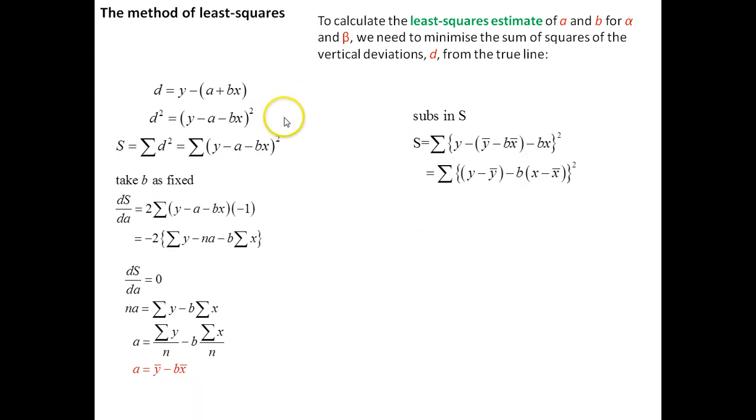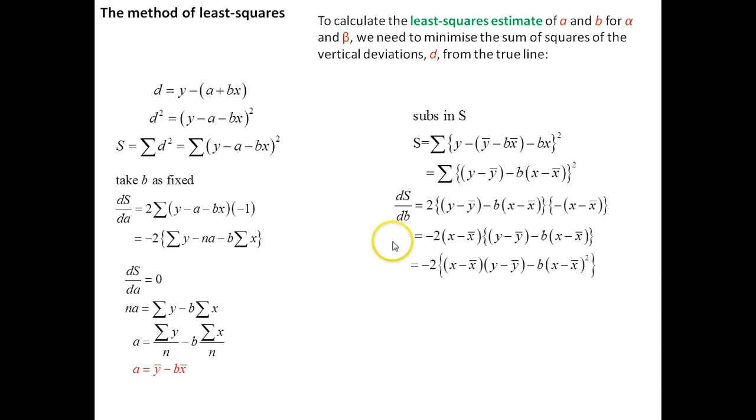If I substitute that back into the equation for S, so instead of a, I've got y bar minus b x bar. If I collect terms, so I go y minus y bar minus b, and then that's minus minus, so plus x bar in there. So within the bracket, I've got y minus y bar minus b times x minus x bar, and then square all that, and then sum the answer.